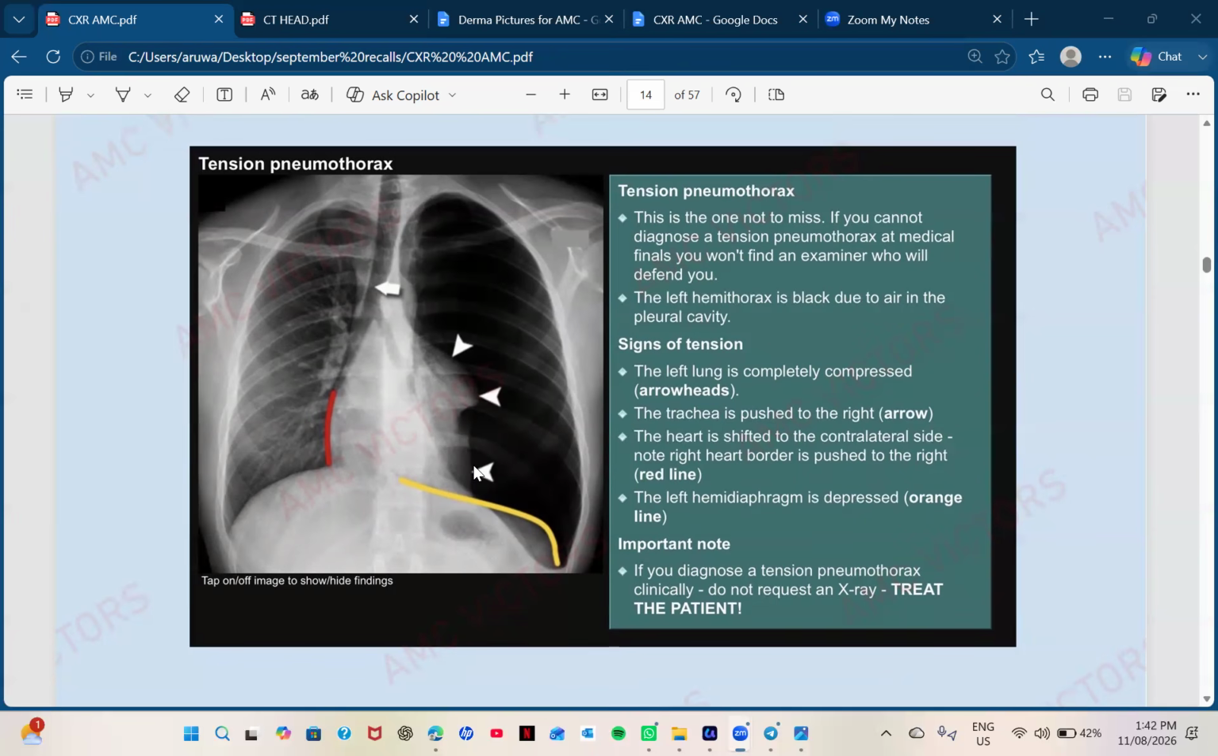So, what is the management of tension pneumothorax, doctors? Quickly tell me. Okay, what is the immediate management? Immediate management. Okay, immediate management should be immediate decompression, right? Needle decompression. So, what is the definitive treatment? Don't confuse. Okay, immediate management and definitive treatment are two things, right?